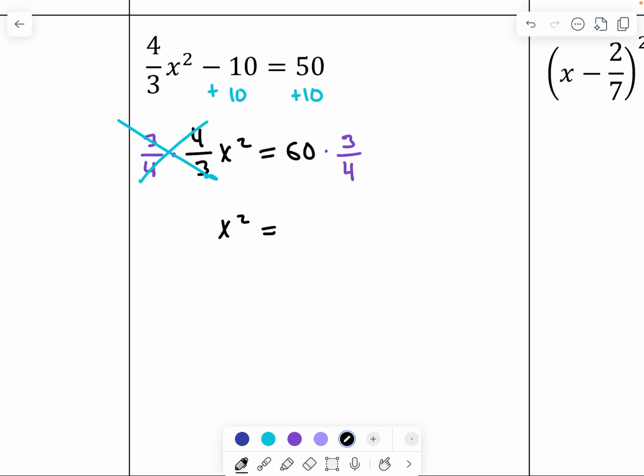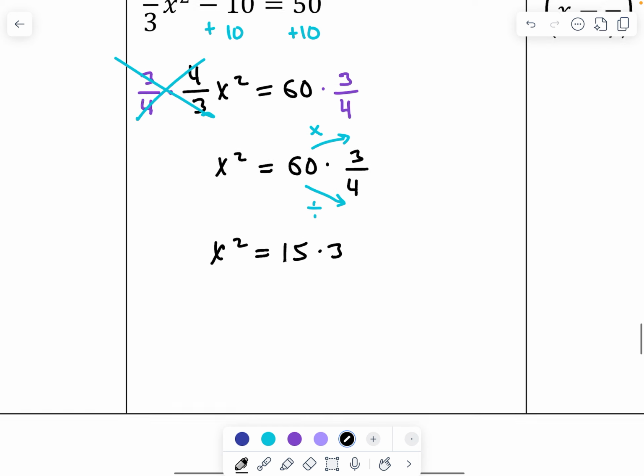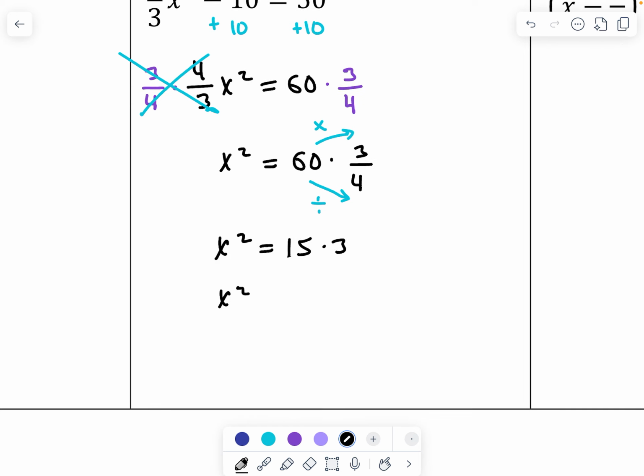x squared equals 60 times 3/4. So now your job is to figure out what 60 times 3/4 is. You multiply up and you divide down. Now again, I recommend doing the division first if possible. So check, is 60 divisible by 4? Yes, it is. 60 divided by 4 is 15. We need to multiply that by 3, and that's 45.